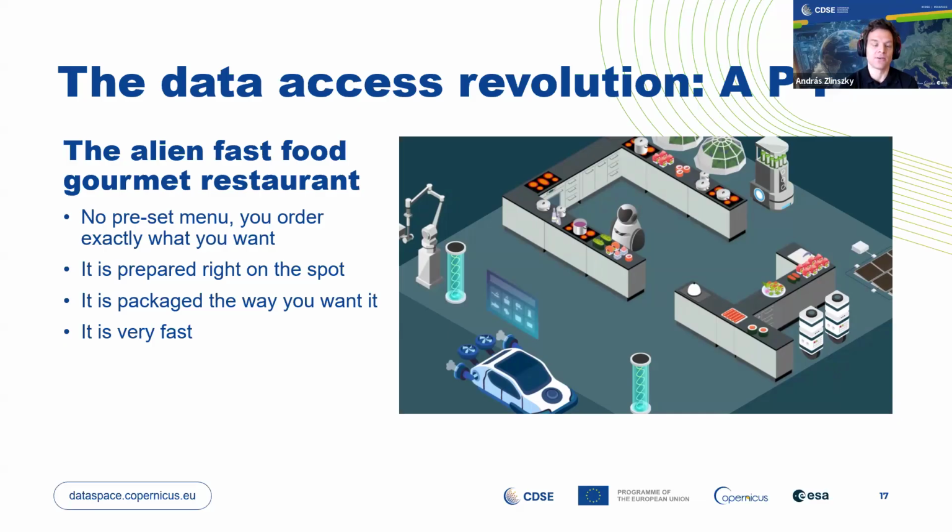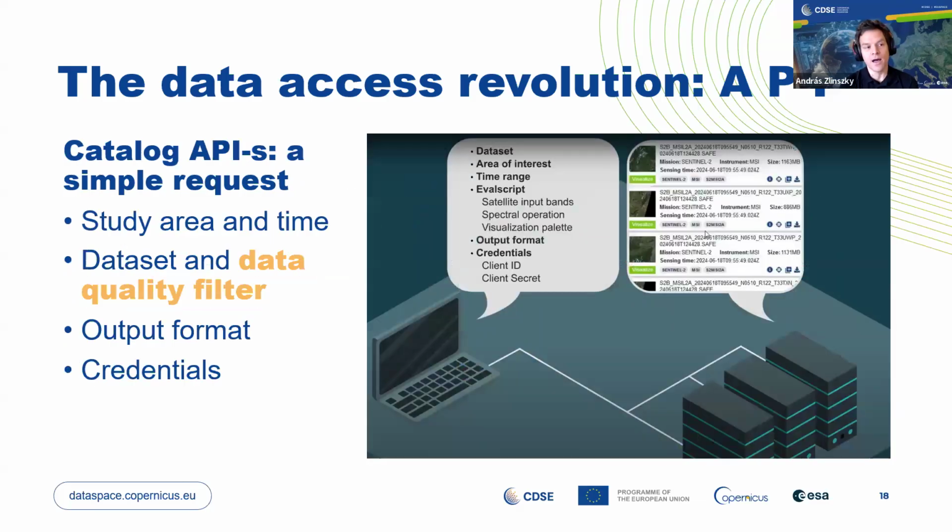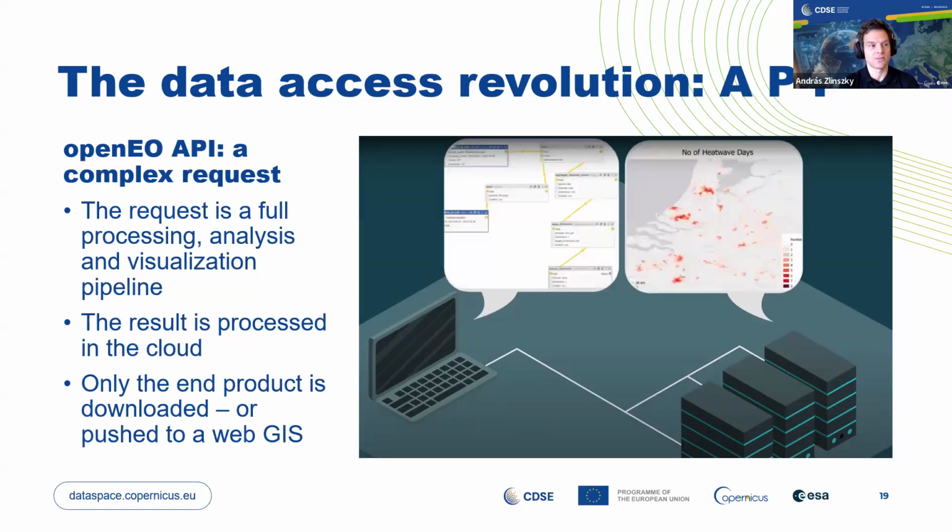There's no preset menu. You order exactly what you want. It's prepared instantly right on the spot. It's packaged the way you want it, and it's very fast. There's no waiting time. So a catalog API allows you to access the list of data sets that fulfill certain criteria and that are available on the cloud. You choose a data set, you set a quality filter, you set the output format, you forward your credentials, and the API gives you a list of available images.